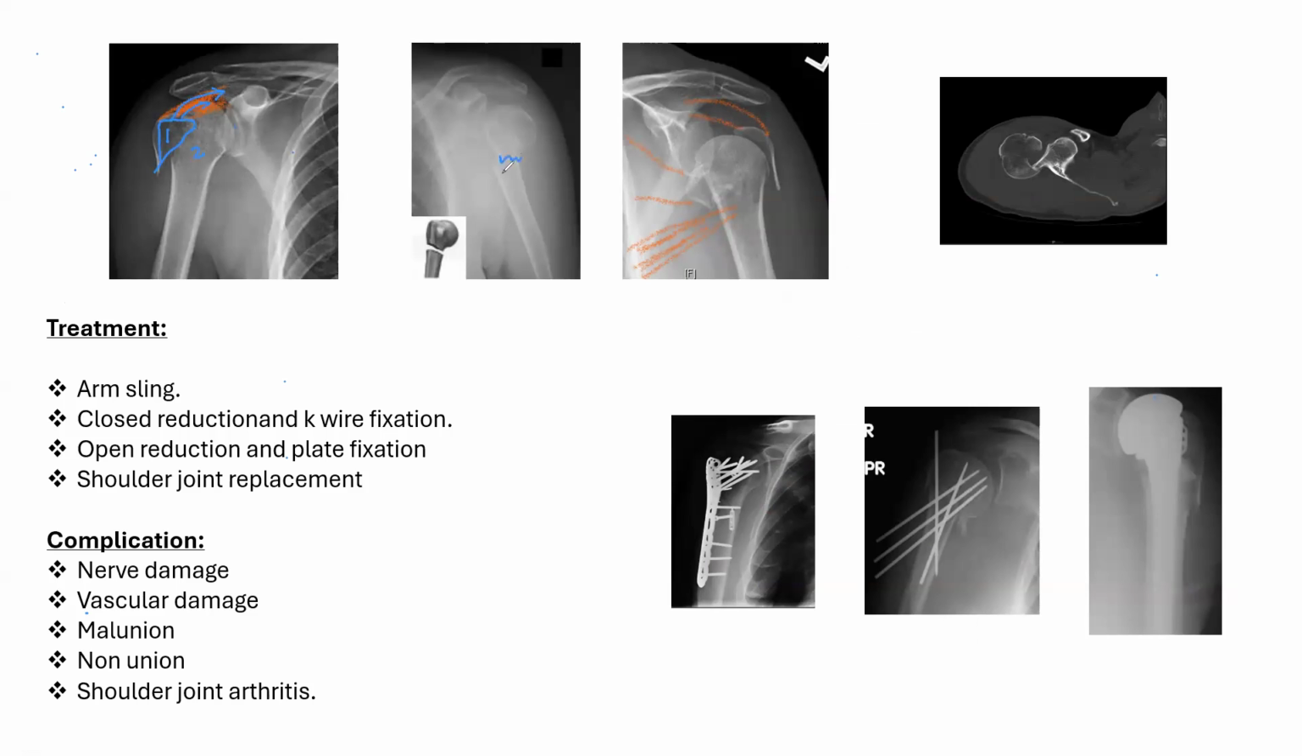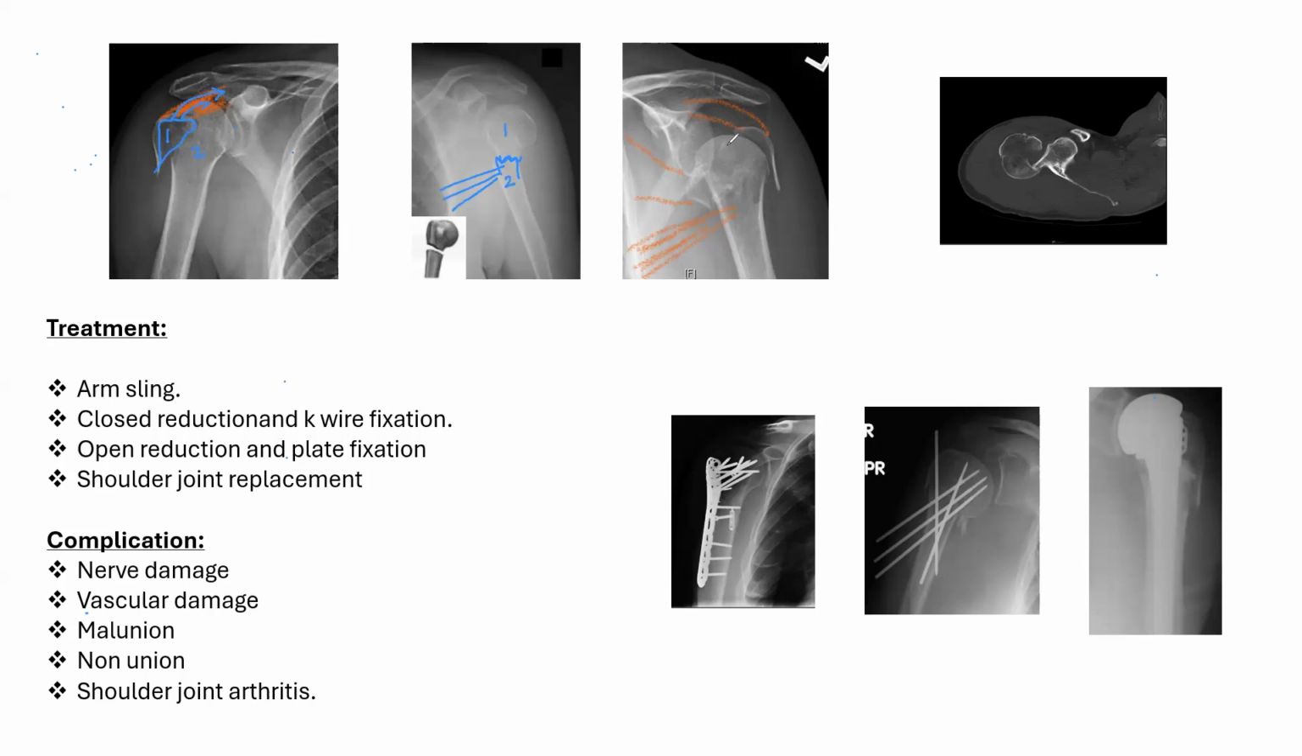Here you see there is a surgical neck humerus fracture. When there is a surgical neck humerus fracture, here is the attachment of your pectoralis major muscle. It is pulling the distal fragment towards inside. Then if you see here, this is again a two-part fracture, one part and two parts. This is three parts, almost four parts.